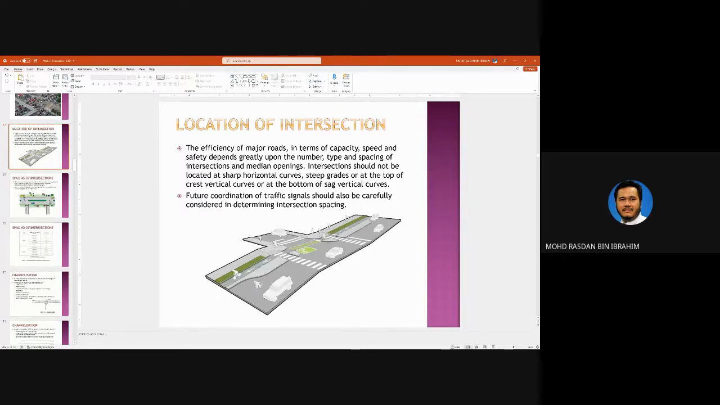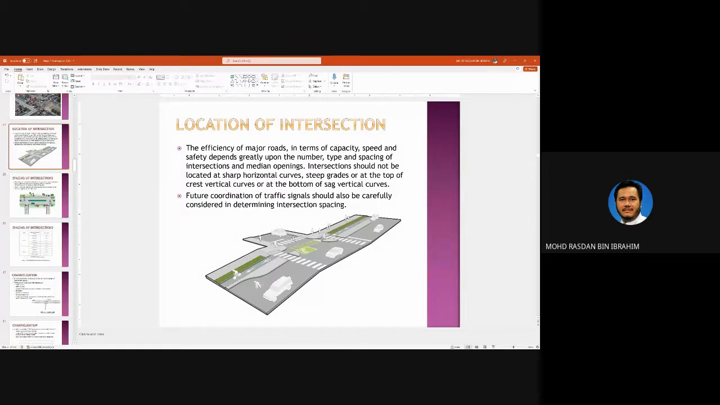Future coordination of traffic signals should be carefully considered in determining intersection spacing. If the spacing, the distance between one junction to another junction, is very close, and the volume is low, then it's okay, it is not coordinated. But if traffic volume is very high, then you need to have coordination. Although in Malaysia it's very rare to have coordination between two very close traffic lights. But that's the best thing to do.